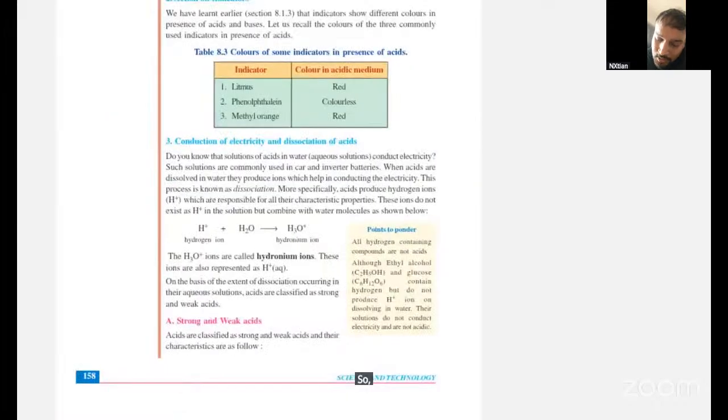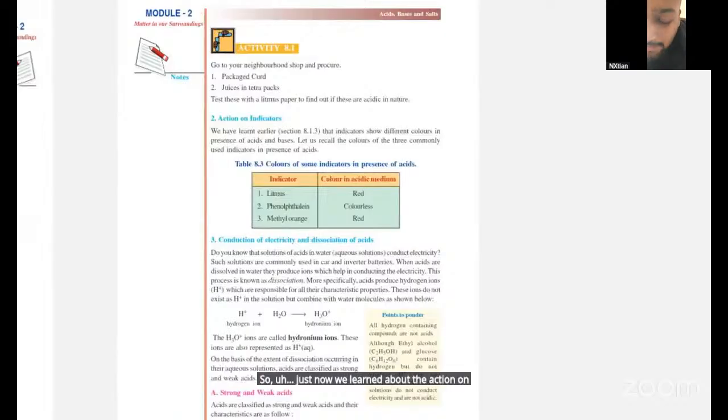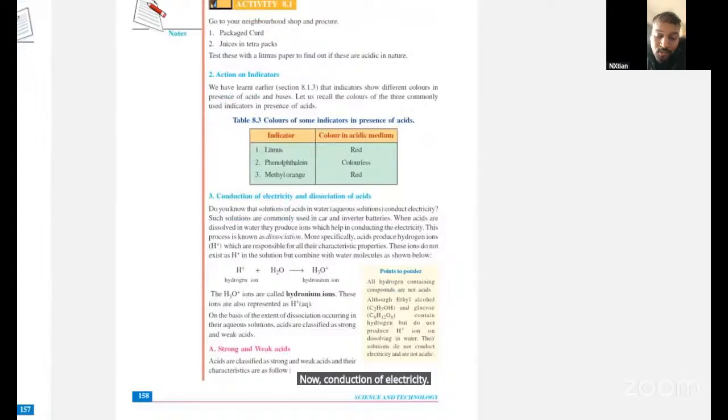So just now we learned about the action of indicators. Litmus paper becomes red, methyl orange is red, and phenolphthalein is colorless. Okay. Now, conduction of electricity. So will acid conduct electricity? Yes. We will learn that, everyone please pay attention.